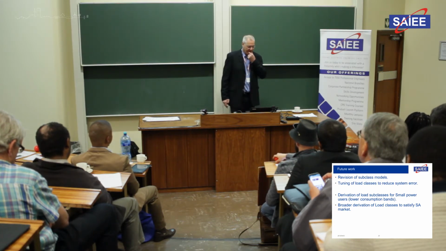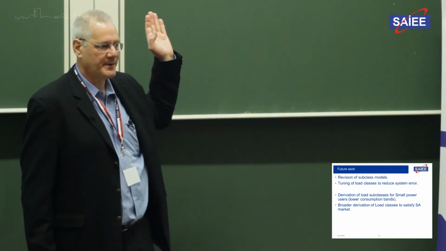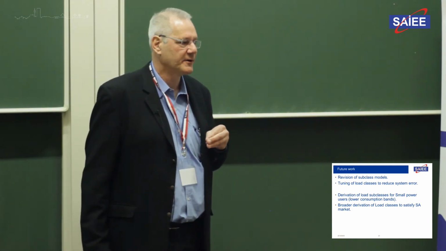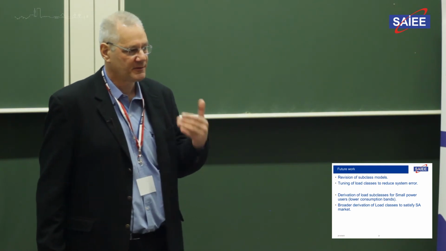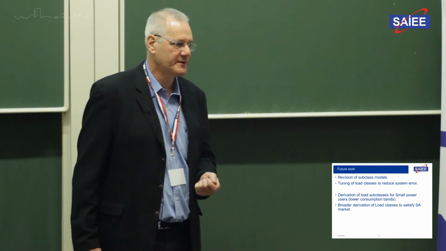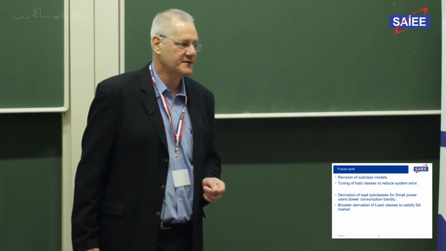So another issue from a future work point of view is the derivation of load subclasses for small power users. This is akin to using a large CAT, which is load subclasses developed from large power users on small customers. Does that actually work? If you shrink a load profile, does it look like a small power user? A large power user load profile, if you shrink it, does it look like a small power user? We don't actually know. And that is just a white space in our knowledge right now.